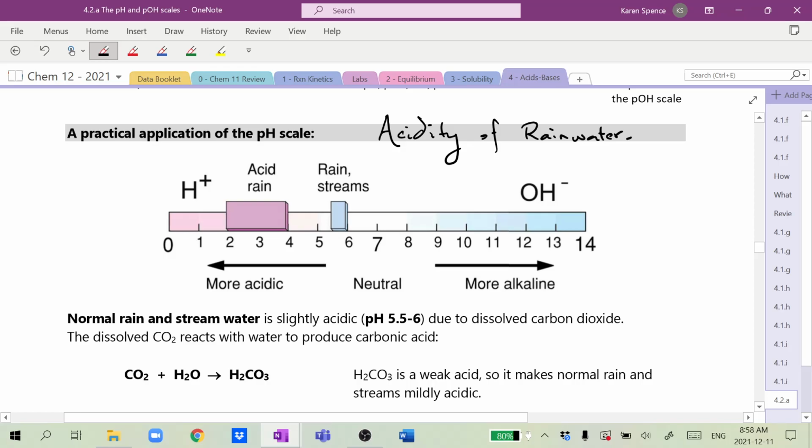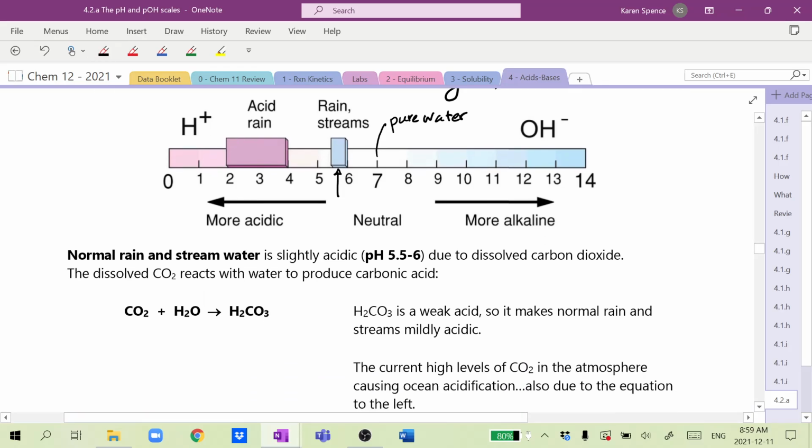So the acidity of rainwater, we have rain in streams is a pH 5.5 to 6.0. Wow, that's weird, because neutral, this is pure water here. Pure water has a pH of 7. But rain and streams are slightly more acidic than that, which means they cannot be pure water. They must have something else inside them. And what that something else is, it is dissolved carbon dioxide.